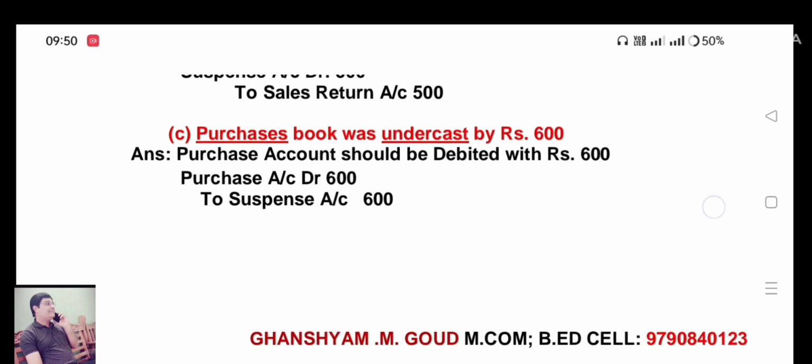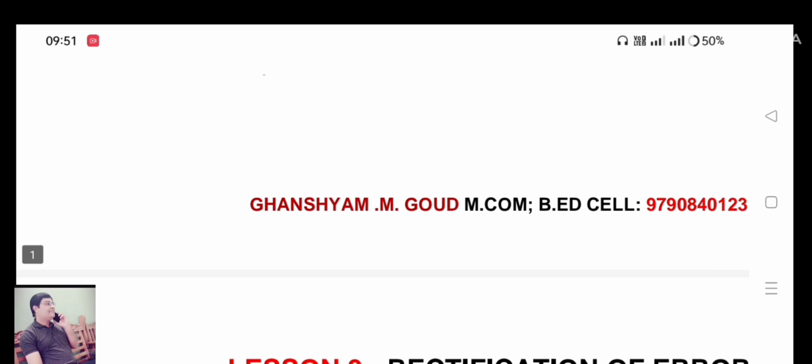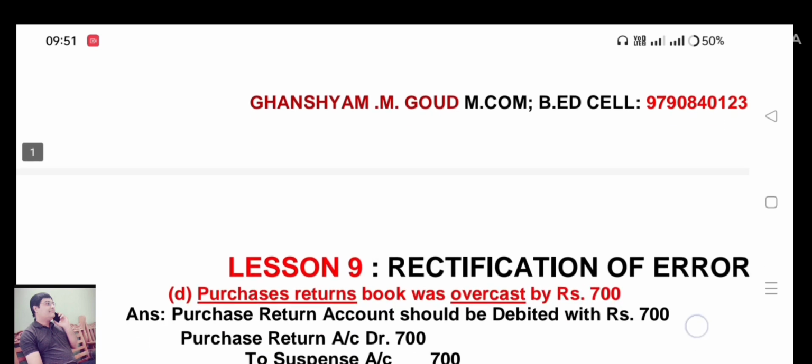Next question. Purchases book was under cost by rupees 600. Under cost means original entry you have to write. So purchase account is a debit balance. So you have to write purchase account should be debited with rupees 600. Journal entry, if they ask, you can write purchase account debit to suspense account 600. Now we move on to next point.